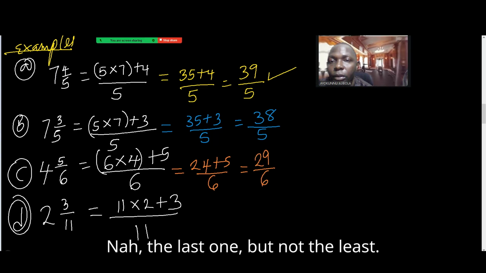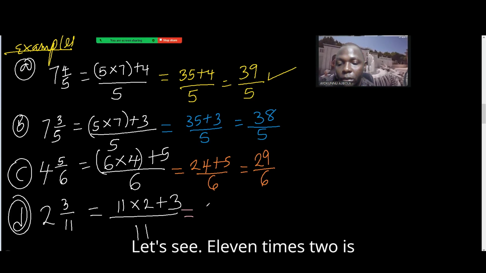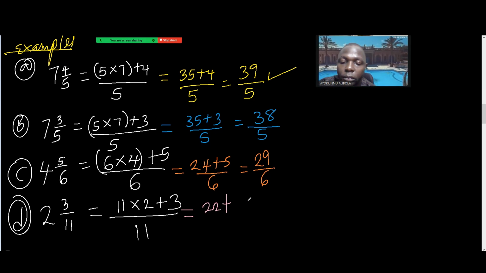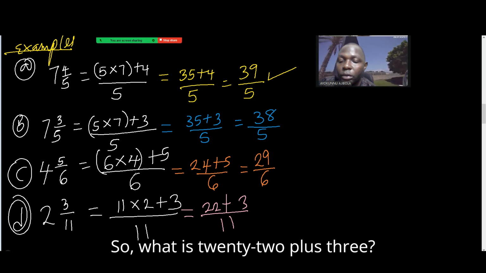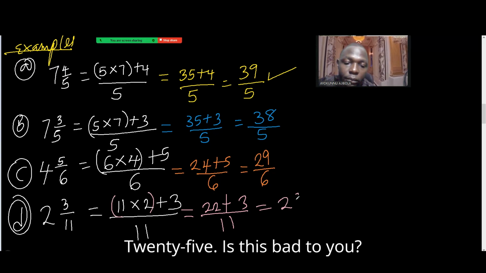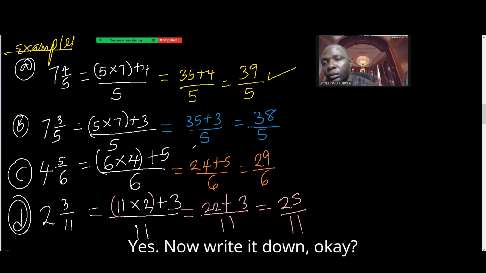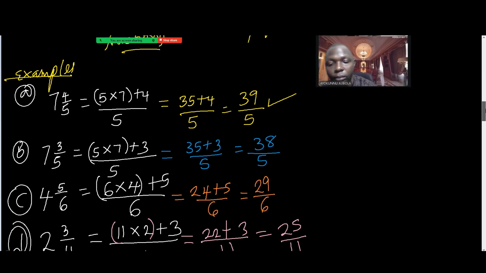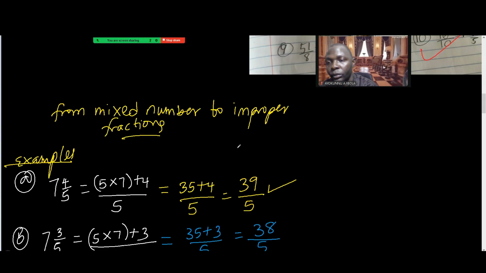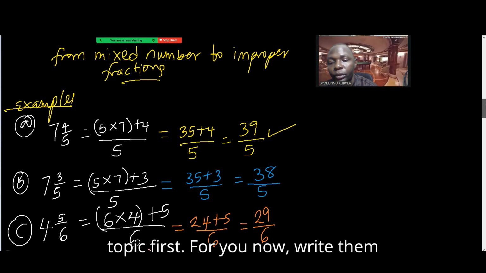Now the last one but not the least. Let's see. What is 11 times 2? It is 22. So what is 22 plus 3? 25. Is it clear to you? Yes. Now write it down, okay? So write the topic first before you write them down.